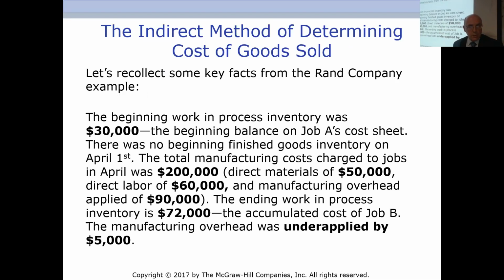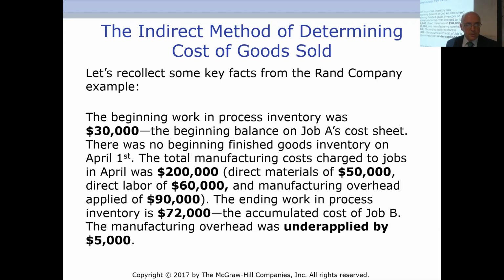The beginning work in process inventory was 30,000. The beginning balance in Job A's cost sheet. There was no beginning finished goods inventory on April 1st. The total manufacturing cost charged, charge in accounting means debit, but we're not doing journal entries in this chapter, but charge means debit, to the jobs in April was 200,000. Direct materials of 50,000, direct labor 60,000, manufacturing overhead of 90,000. You add that together, it's 200,000.